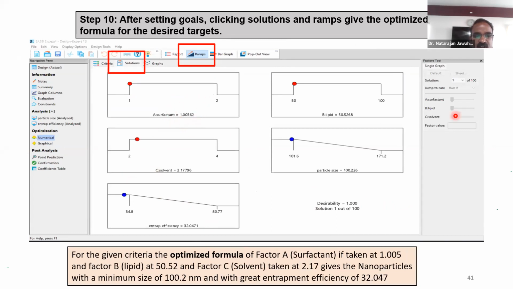So this is the surfactant concentration. This is the lipid concentration. This is the solvent, I mean the amount volume I have to choose. So I will get the minimum particle size of 100, maximum entrapment efficiency of 32, like this kind of details you will get.